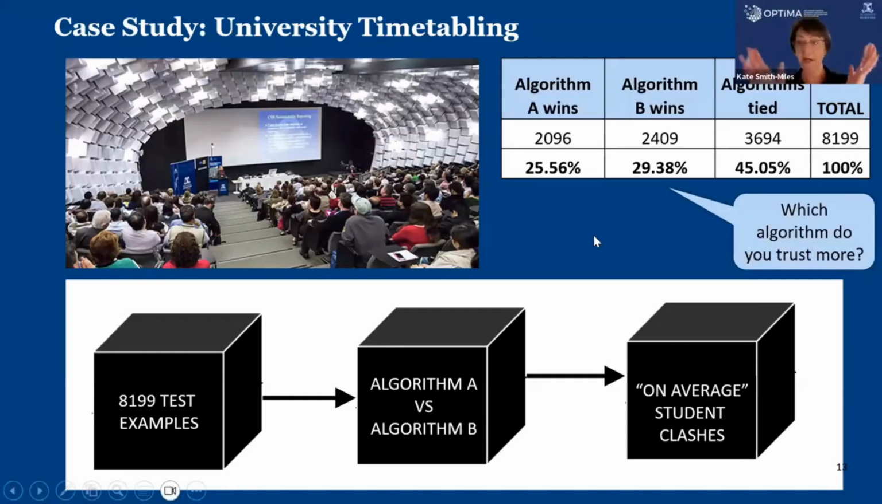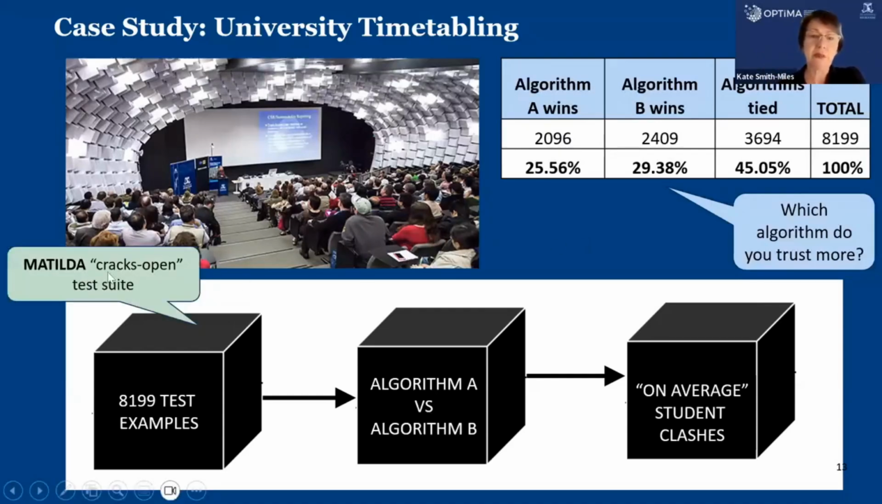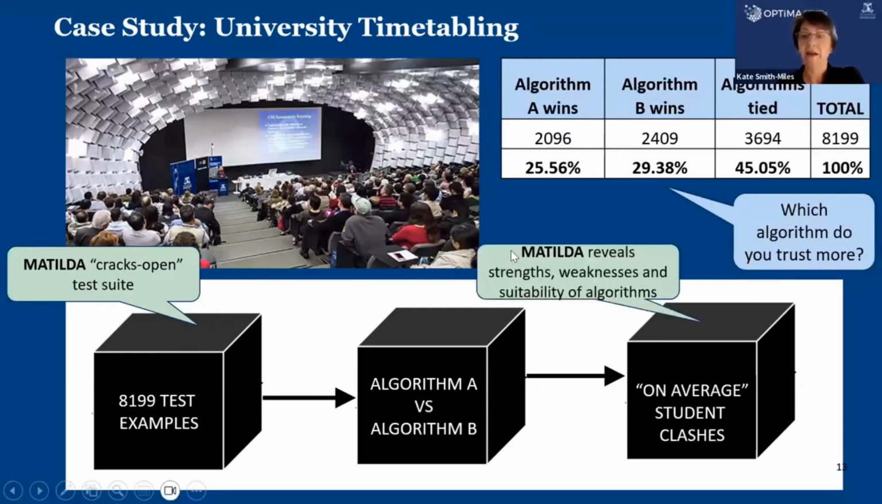So we need to see the whole space of instances. We need to see where you are and whose footprint lies there. So Matilda will help us crack open these 8,199 instances and see what they're like. And it will help reveal strengths and weaknesses of the two algorithms. Even though one is better on average, it's not best everywhere.